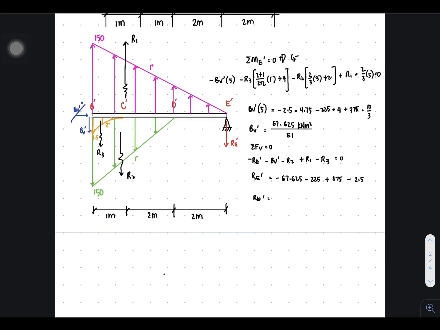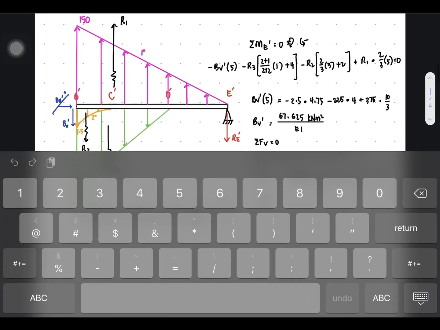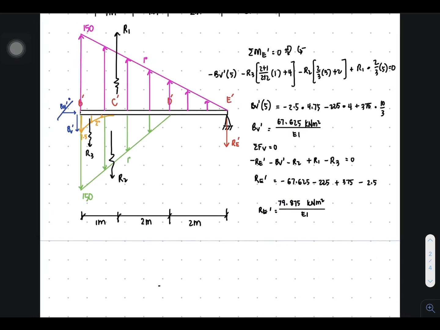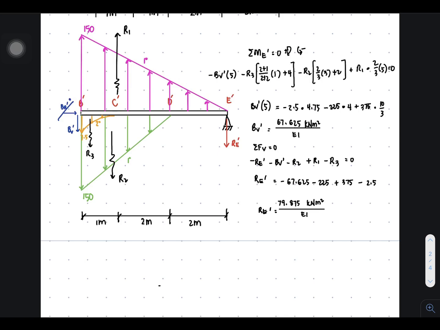Balik ko na ko. Not divided by 5. So that's negative 67.625 minus 225 plus 375 minus 2.5. Here, the answer is 79.875 kilonewtons square meter over EI. And then i-rearrange lang nato. Okay, so you have the RE prime already.